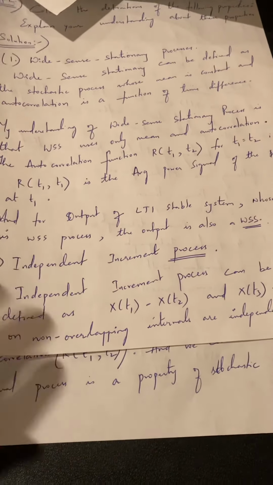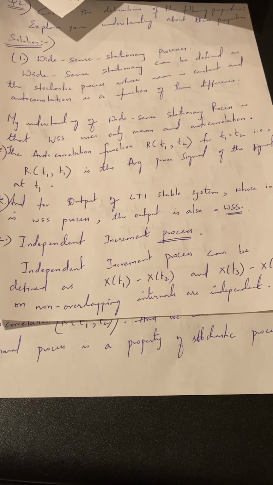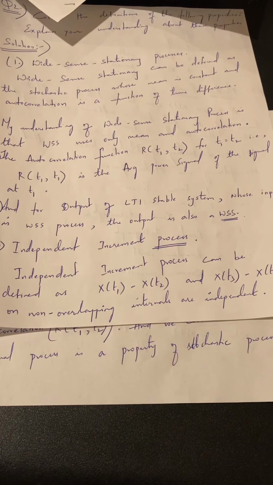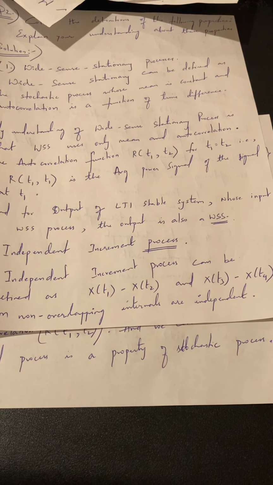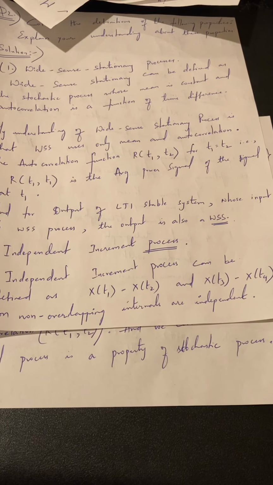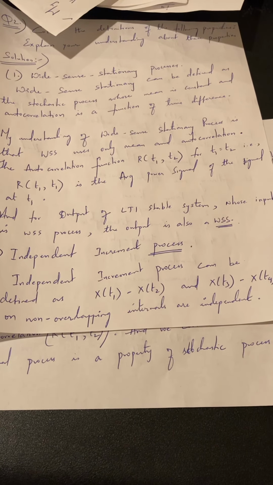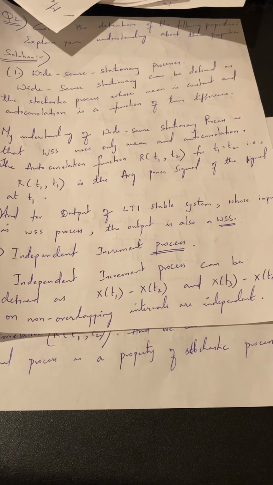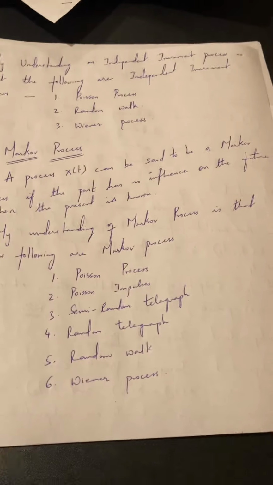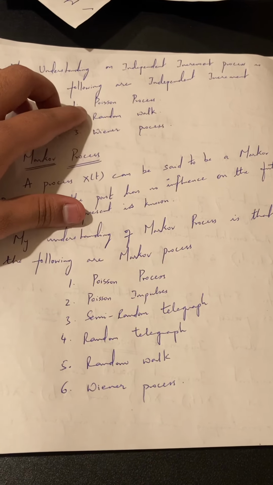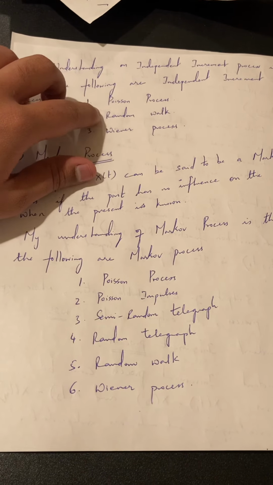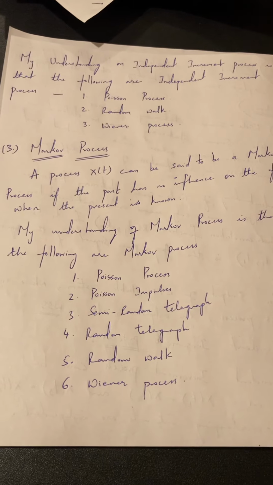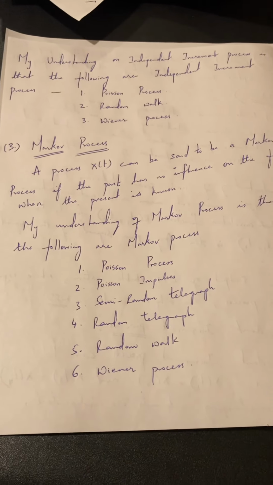Coming to independent increment process, a process can be said to be independent increment where X(t1) minus X(t2) and X(t3) minus X(t4) on non-overlapping intervals are independent. So basically they are independent. My understanding of these processes is that Poisson process, random walk, and Wiener process are independent increment processes. So let us look at Markov process.